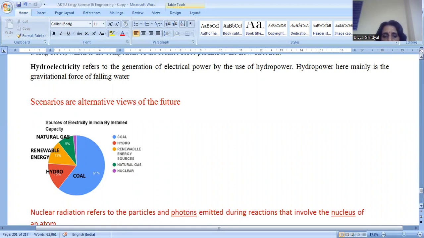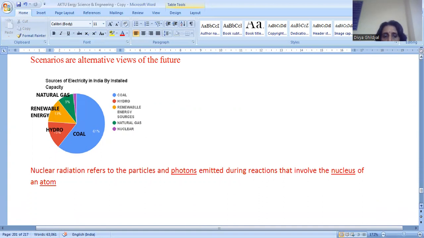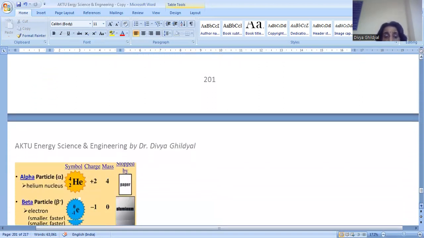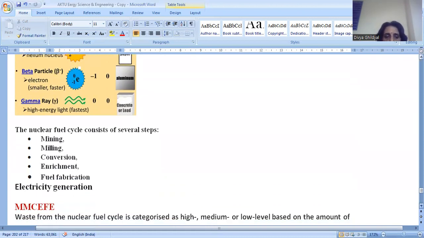The energy scenario in India is highly derived from coal, then hydroelectric sources, renewable energy, and natural gas, and nuclear energy is the lowest in India. The various nuclear radiations are alpha, beta, gamma. In alpha, one helium nucleus, He 4 2, is emitted; beta is an electron; and gamma is high energy radiation, which gives no difference in mass number and atomic number.